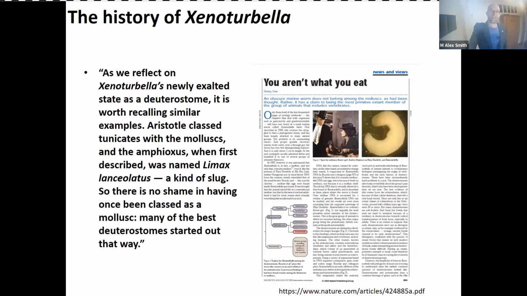And this is an editorial that Henry G., a longtime editor at Nature, wrote about the fact that you aren't what you eat. As we reflect on Xenotrebella's newly exalted state as a deuterostome, it is worth recalling similar examples of taxonomic misclassification, or what a meme-based world would call taxonomy fail, hashtag. Aristotle classified tunicates as mollusks, and the Amphioxus was first described as a kind of slug. There is no shame in having once been classed as a mollusk. Many of the best deuterostomes started out that way. I like his writing, that's why it's there.